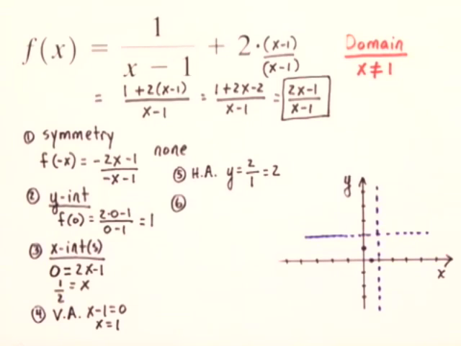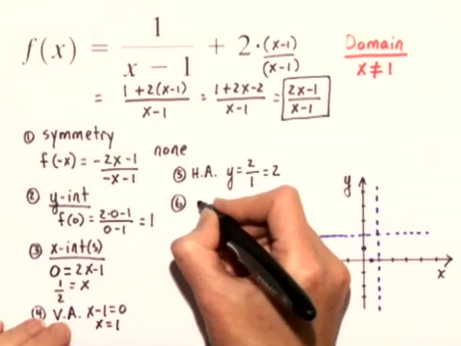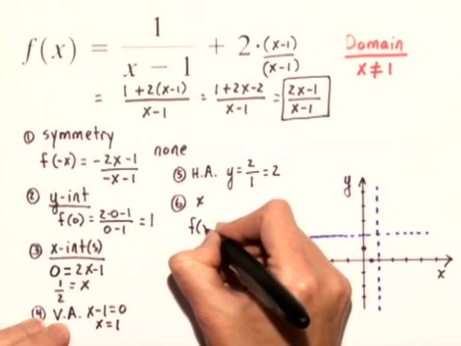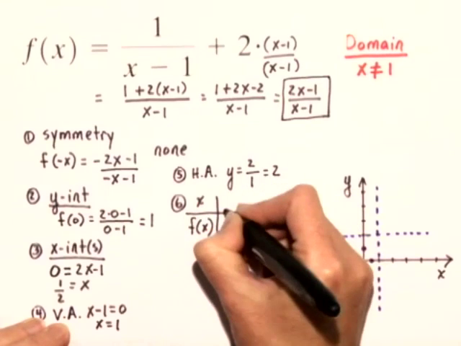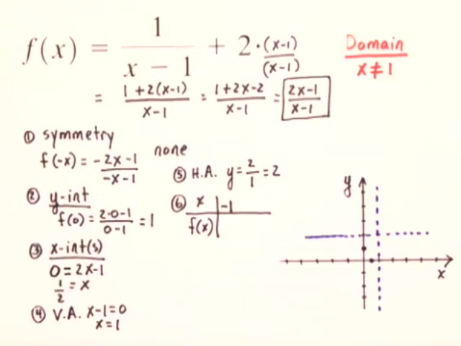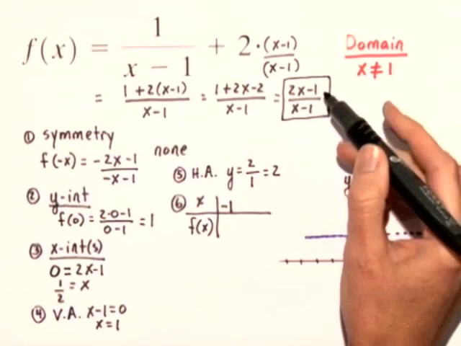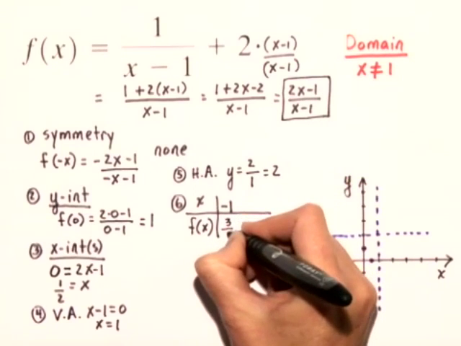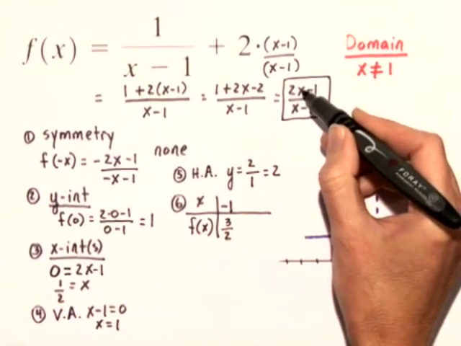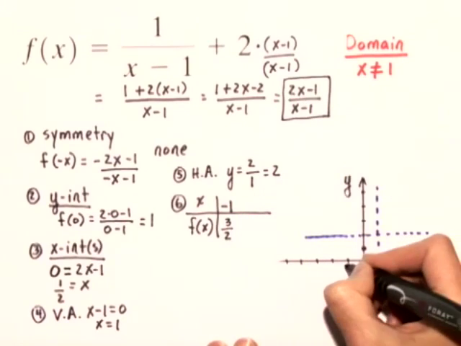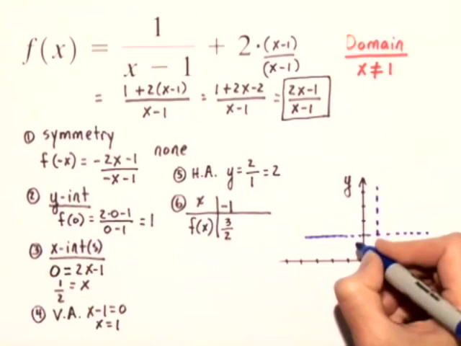In number 6, I want to pick any points that are either in between an x-intercept or a vertical asymptote. So I have an x-intercept here at 1/2. Let's choose a point to the left of 1/2. Let's let x equal -1. If I substitute -1 into my rational function, I'll get a value of +3/2 for f of x. It's just a matter of substituting in -1 and simplifying. So (-1, 3/2) is a point on my graph.